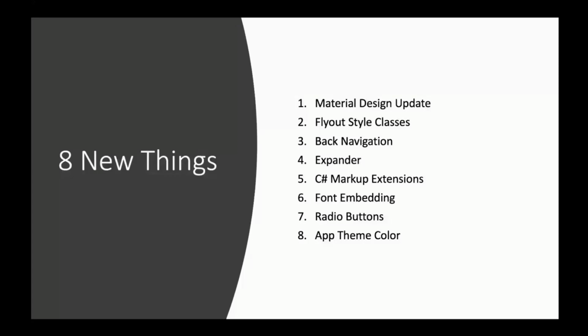Let me go through all of them, and then we'll deep dive into each individual session. First one is material design update, then flyout style classes, then back navigation. There is the newly added expander control. Then we have C# markup extension support, font embedding enhancements, new radio button control, and app theme color support. These are all the new features or enhancements in 4.6.